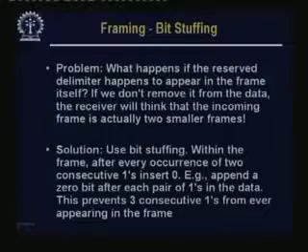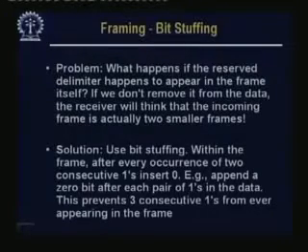So, the solution is to use bit stuffing. Within the frame, after every occurrence of 2 consecutive ones, insert a 0. This is another example of bit stuffing. So, if there are 2 consecutive ones, insert a 0. For example, append a 0 bit after each pair of ones in the data. This prevents the 3 consecutive ones from ever appearing in the frame.